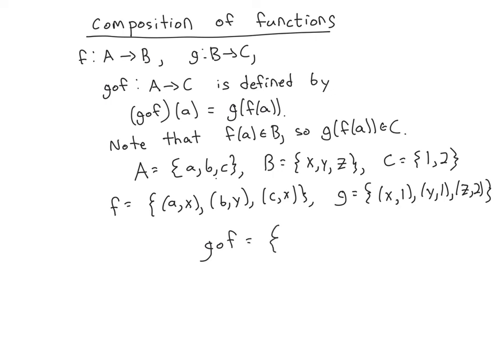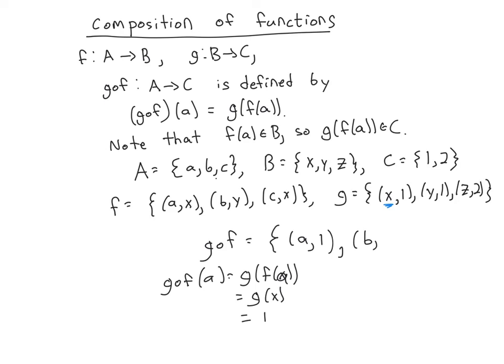What we have to do is, for every ordered pair in f, we take that first coordinate. So for example, a. And then we apply f to a, we get x. And then we apply g to that. And so now we look over here, and where do we find the x? We find it right here. And what's g of x? g of x is 1. So this corresponds to the fact that g composed with f of a is g of f of a, just g of x, which is 1.